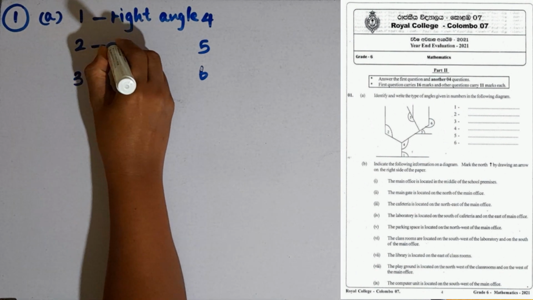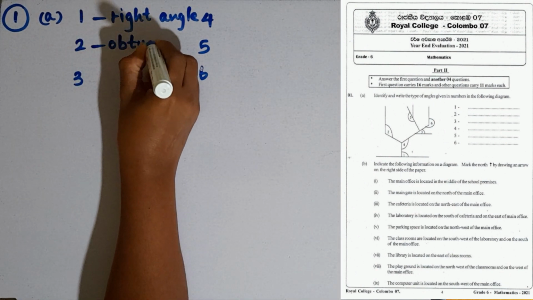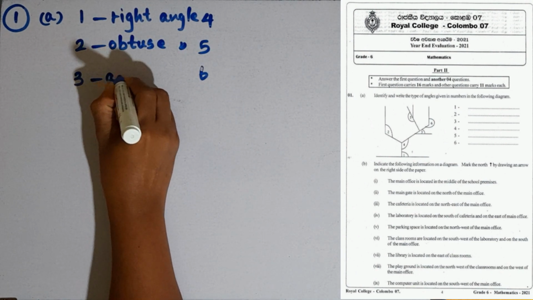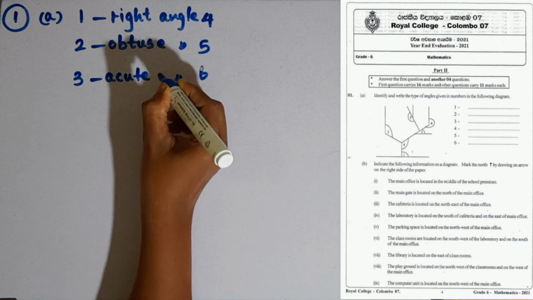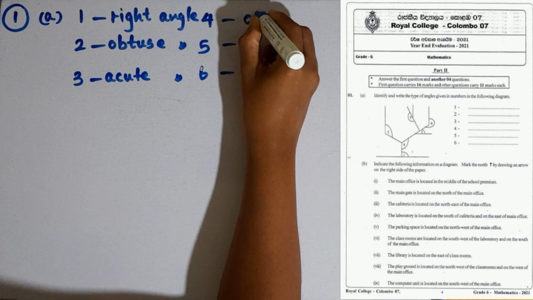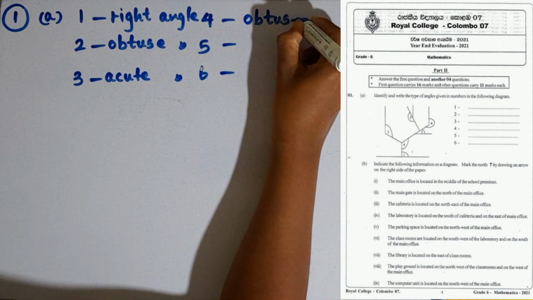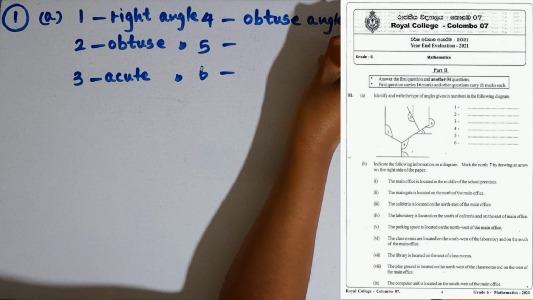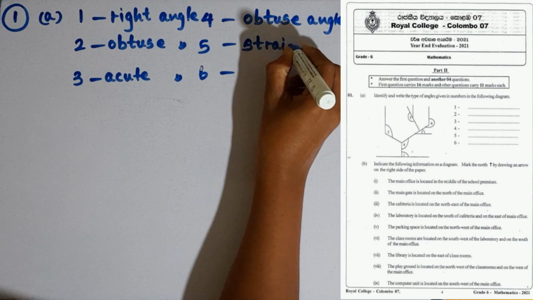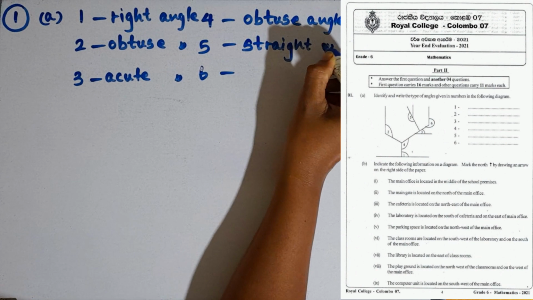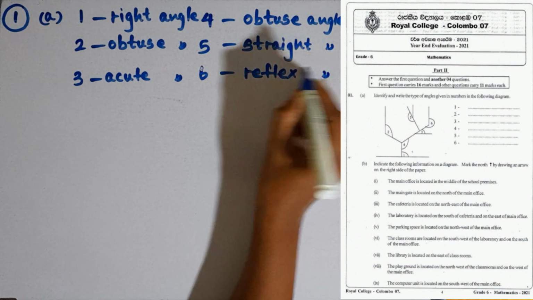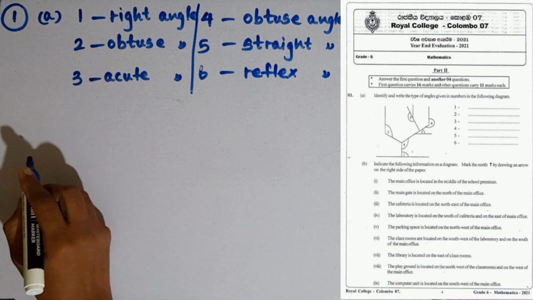Then next, number 2, an obtuse angle. Then number 3, an acute angle. Then number 4 is also an obtuse angle. Then number 5, straight angle. Then number 6, last one, reflex angle. So these are the types of angles.